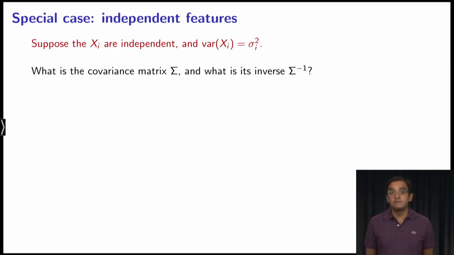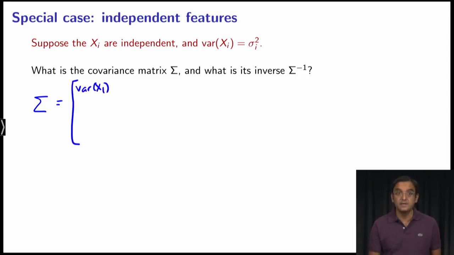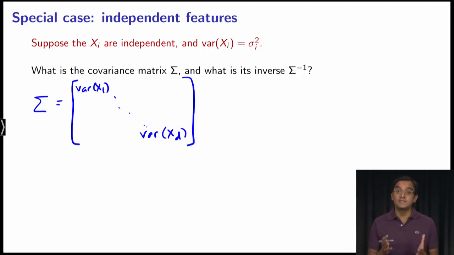Now let's go and look at a special case that's of particular interest. So suppose these different features are independent. What does the Gaussian look like then? We have d features, they're independent of each other, and let's say that the variance of the ith feature, x_i, is sigma_i squared. Let's figure out what the covariance matrix would be in this case. We have a covariance matrix, which is always a d by d matrix, and we know that its diagonal entries are just the variances of the individual features. And the off-diagonal entries are covariances between features.